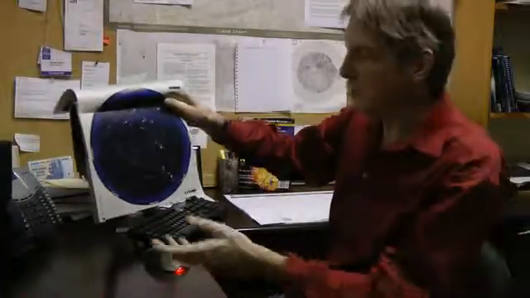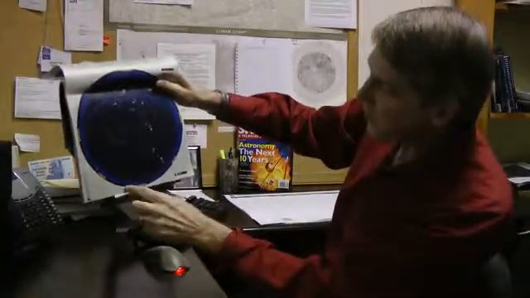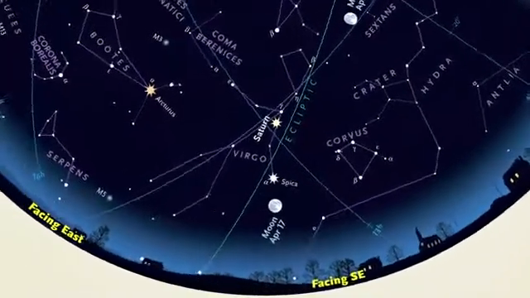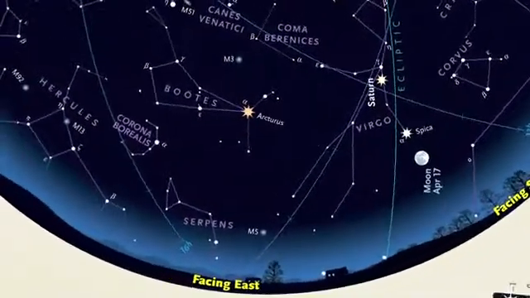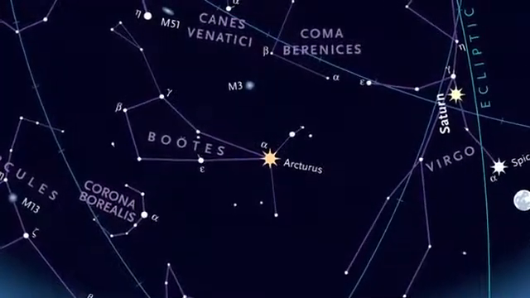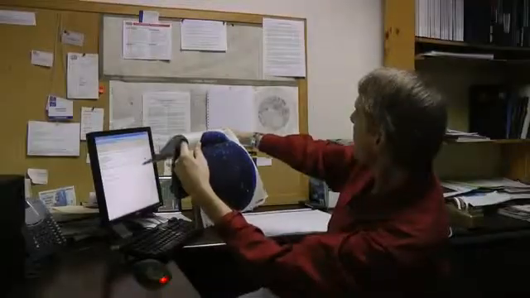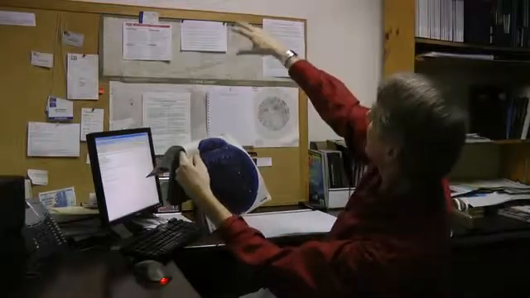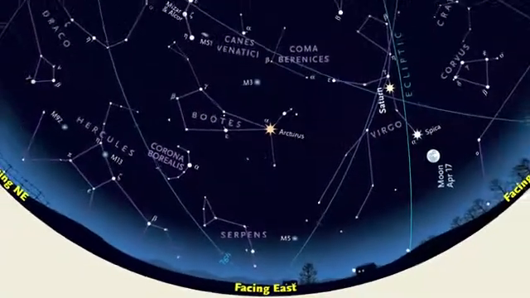Suppose you're in your yard and looking east. What you want to do is turn this around so facing east is down. And we see that here is the star Arcturus, a star that is halfway from the horizon to straight up, like about that. Let's try another one.